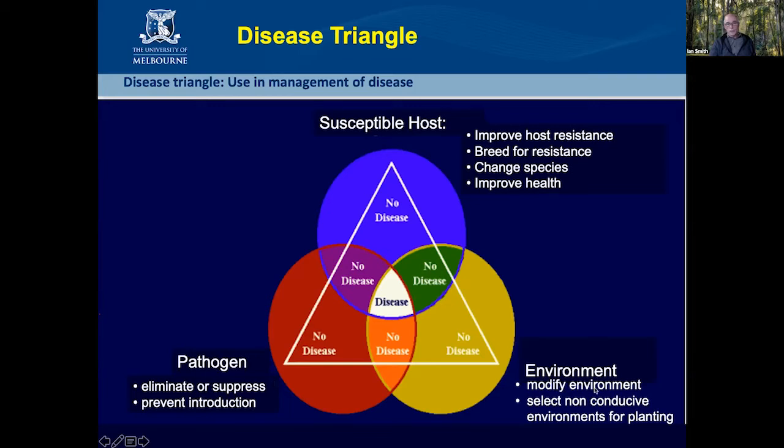And then, of course, there's modifying environments, which is not easily done in a native forest environment, although there are some things you can do, such as making sure you don't put road culverts across the roads into susceptible forests. That would help to reduce the impact of high moisture content. And you can select non-conducive environments for planting.